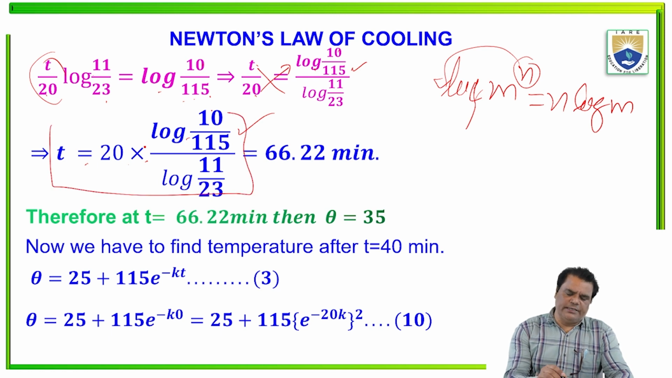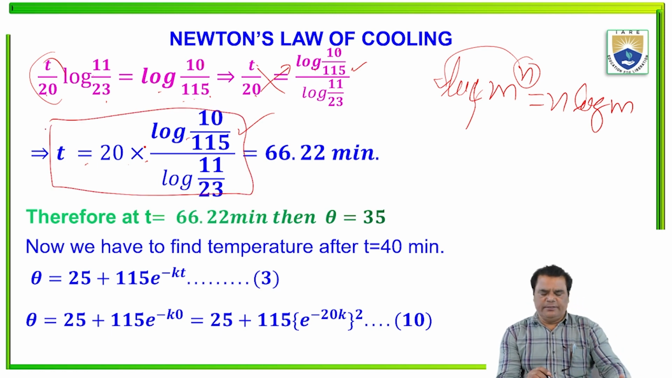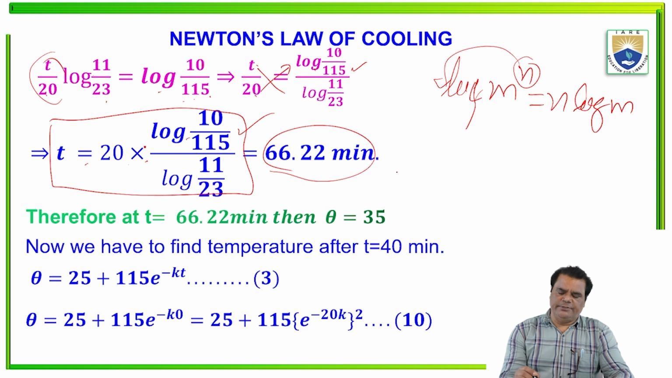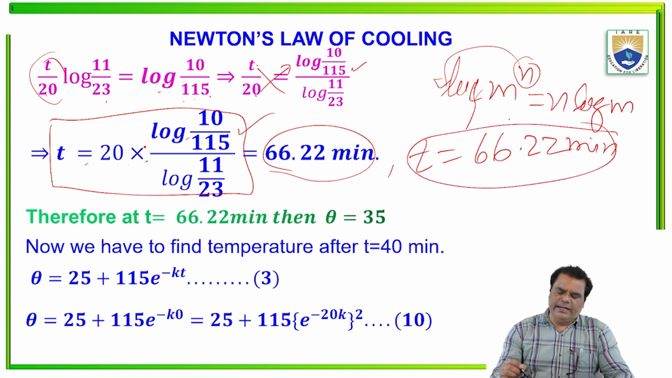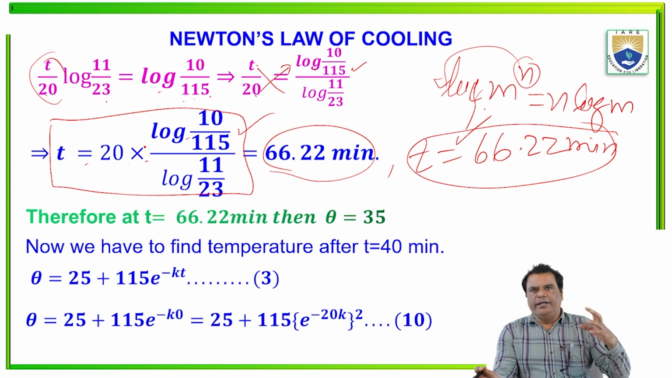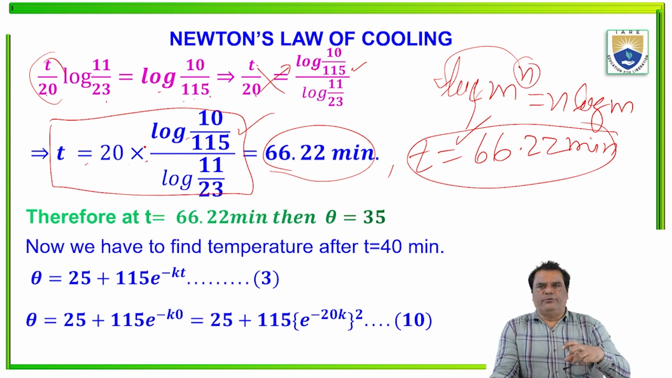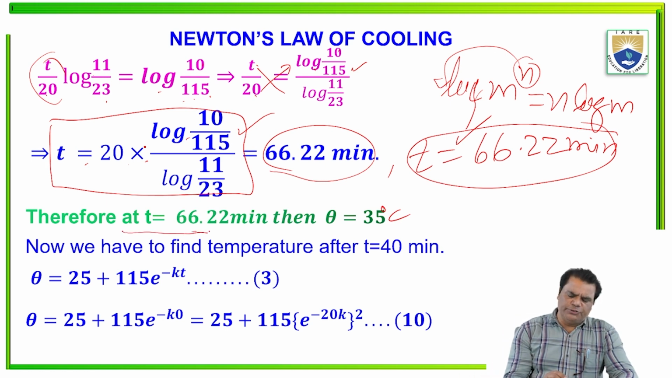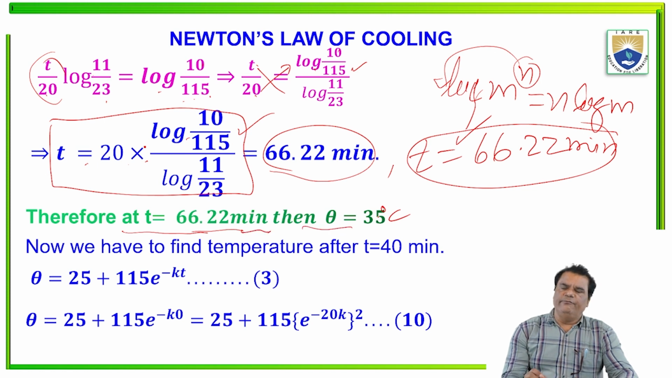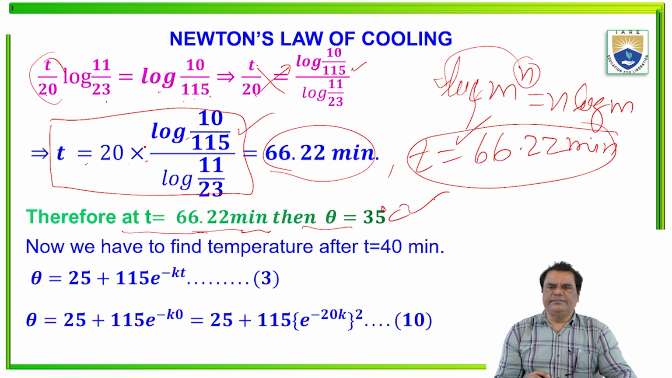After solving this result with the help of a calculator, we find t equals 66.22 minutes. This is the time at which the body temperature cooled down to 35 degrees centigrade. Therefore, at t equal to 66.22 minutes, theta cooled down to 35 degrees centigrade.